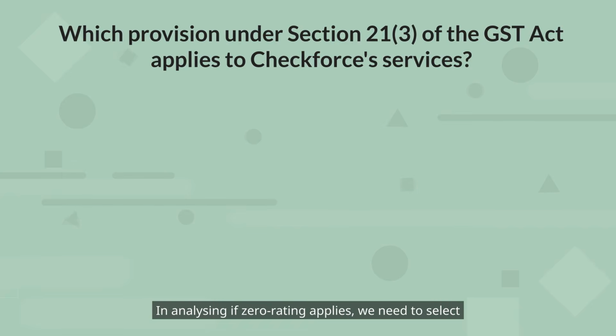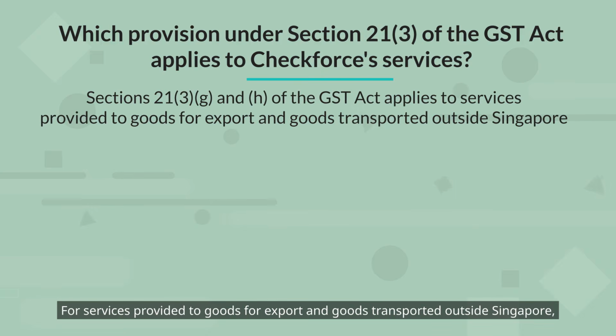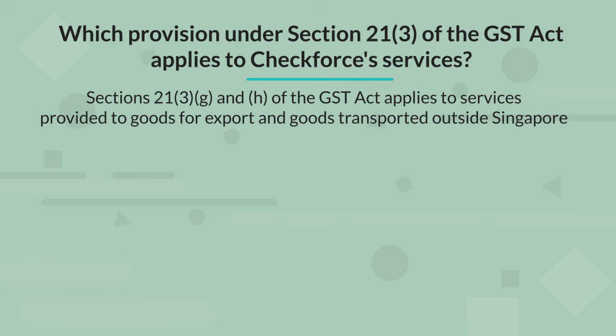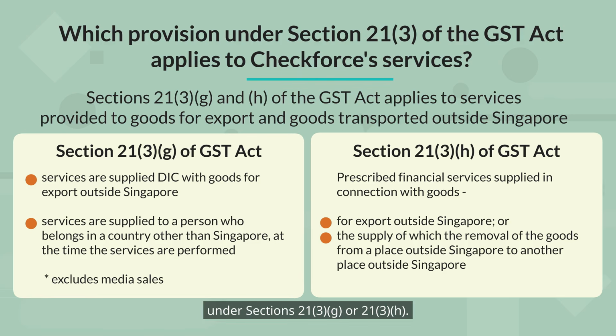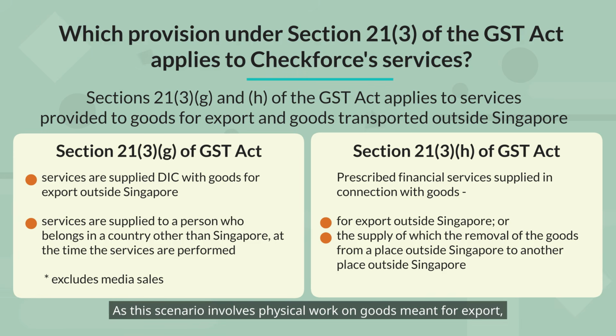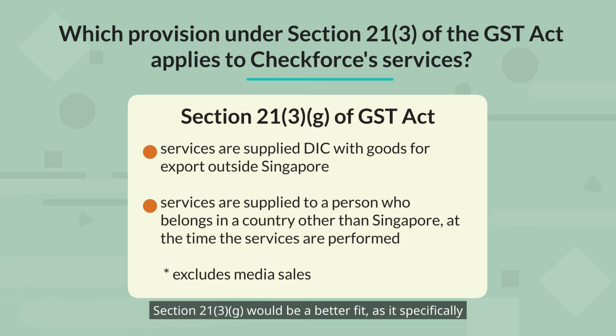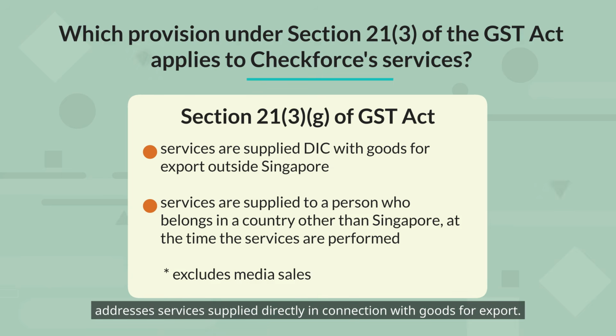In analyzing if zero rating applies, we need to select the appropriate subsection under Section 21(3). For services provided to goods for export and goods transported outside Singapore, Checkforce considers whether their services qualify for zero rating under Sections 21(3)(g) or 21(3)(h). As this scenario involves physical work on goods meant for export, Section 21(3)(g) would be a better fit, as it specifically addresses services supplied directly in connection with goods for export.